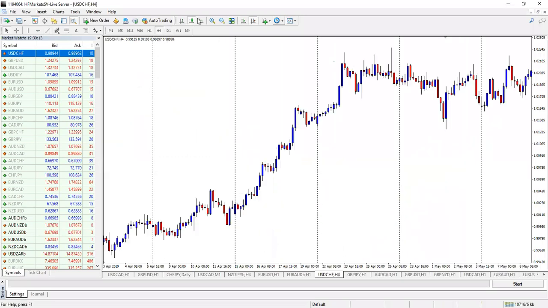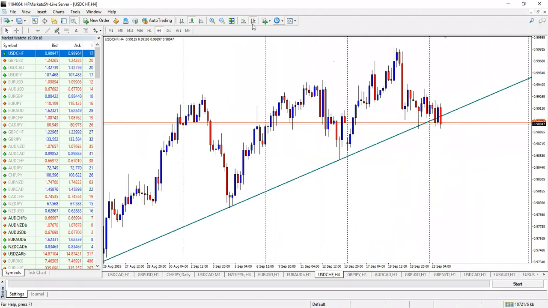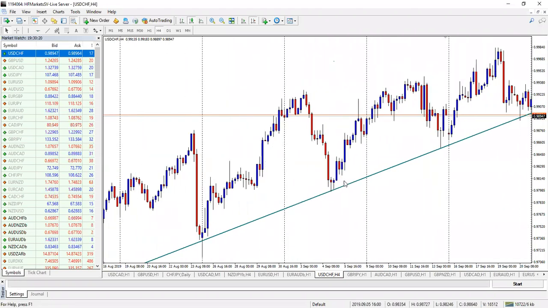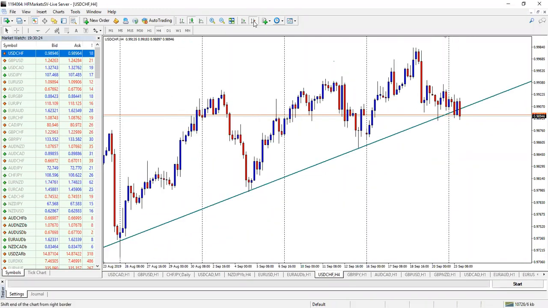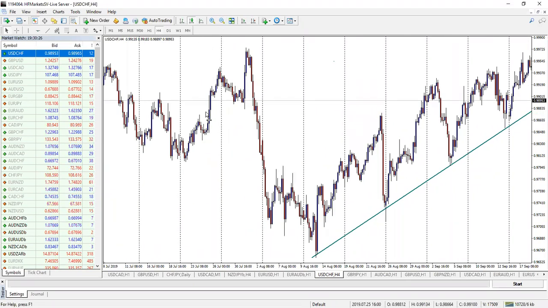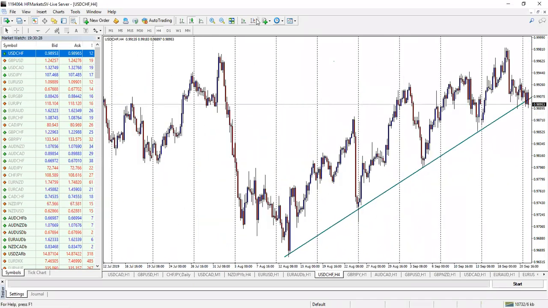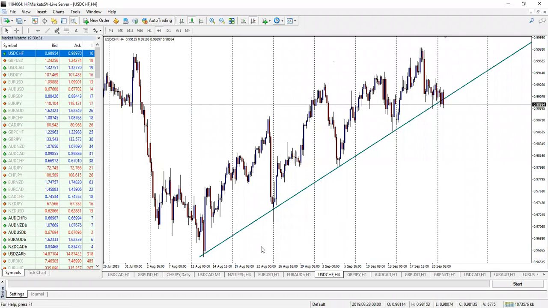Maybe let me see if we can just take a look at it on the 4 hours time frame instead of the daily time frame. I know why I'm saying so. You can see, guys, you can see this one.